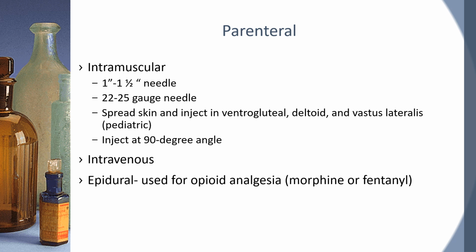So intramuscular, it's a 1 inch to 1.5 inch needle, a 22 to 25 gauge needle. You spread the skin. You can either go ventrogluteal, deltoid, or vastus lateralis. There is an area back in the gluteus area that is often used still by nurses. They don't recommend it though anymore. This is always at a 90-degree angle. We have drugs that are given intravenously, and then we have drugs that are given by an epidural.